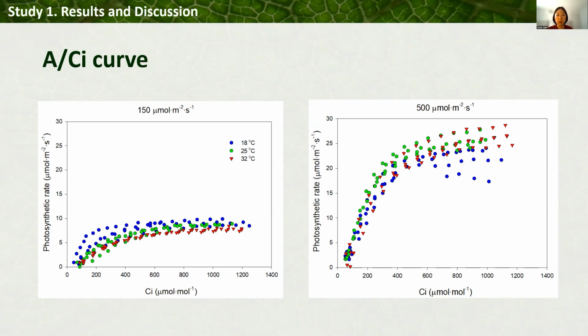When we look at the temperature differences, we can also see the same trend as in the quantum yield and photosynthetic rate data: 18 degrees C under low light, which is 150, has a high maximum photosynthetic rate. And on the other side, at 500 PPFD with the low temperature of 18, it showed a lower maximum photosynthetic rate. So we can also see the same trend.